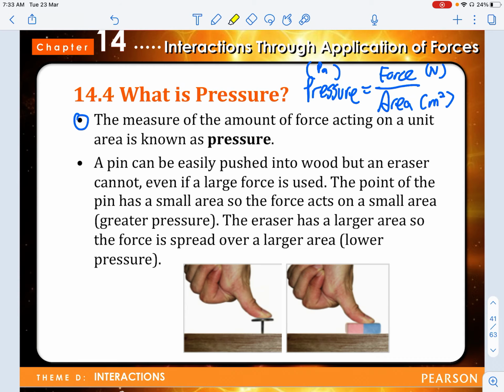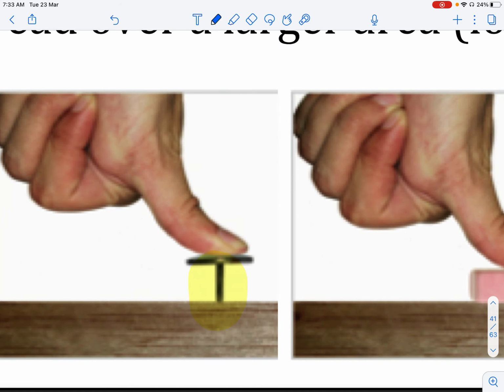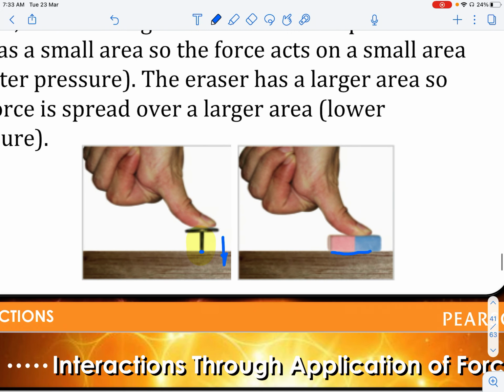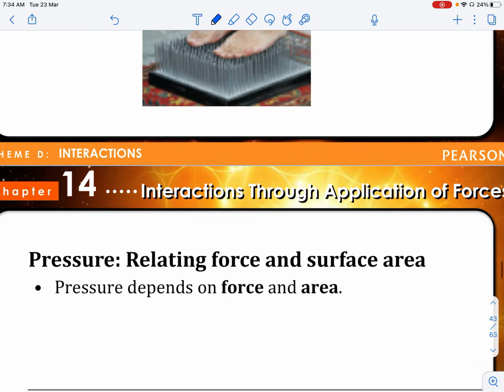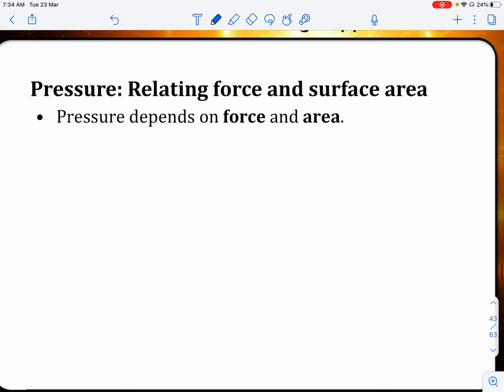So let's say a pin that has a very small area of contact, like this small area of contact here, is easily able to apply better pressure to push it down. On the other hand, if you have a flat surface like this, which has a larger surface area, if you were to push it down, it would not get pushed down unless you apply a greater amount of force. So pressure really depends on the force and area, where pressure can be represented through this formula.